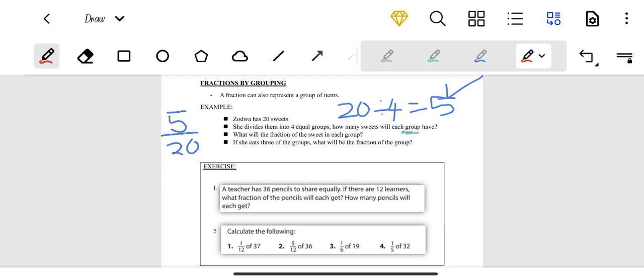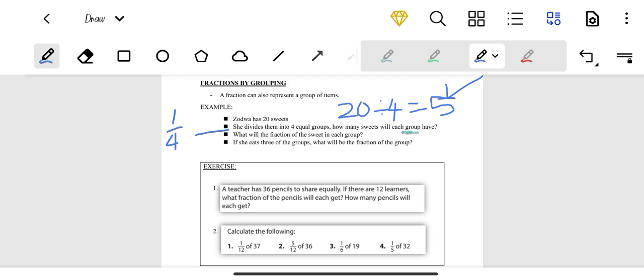So we can check, we have 5 there. If we say divide by 5 on both sides, we can find the simple fraction. So 5 divided by 5 is 1. 20 divided by 5 is equal to 4. So the fraction of our sweets is going to be 1 over 4. I hope that made sense. So the answer here is 1 over 4.